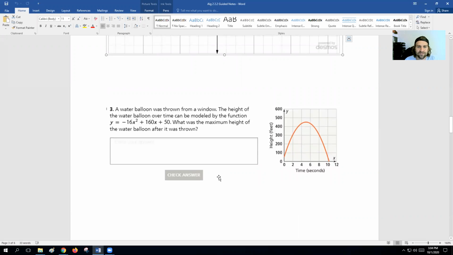A water balloon is thrown from a window. The height of the water balloon over time can be given by the following function: y equals negative 16x squared plus 160x plus 50. What's the maximum height of the water balloon?